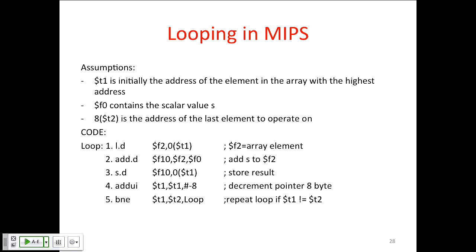So then we decrement T1. In this case, the loop's going down through memory. And if it's not equal to this end count, then we branch back to the loop. So this is one at a time, loading an element, adding something to it, storing it to memory, decrementing the pointer, checking the loop, and branching back. So doing one element at a time. What we can now do is unroll the loop.